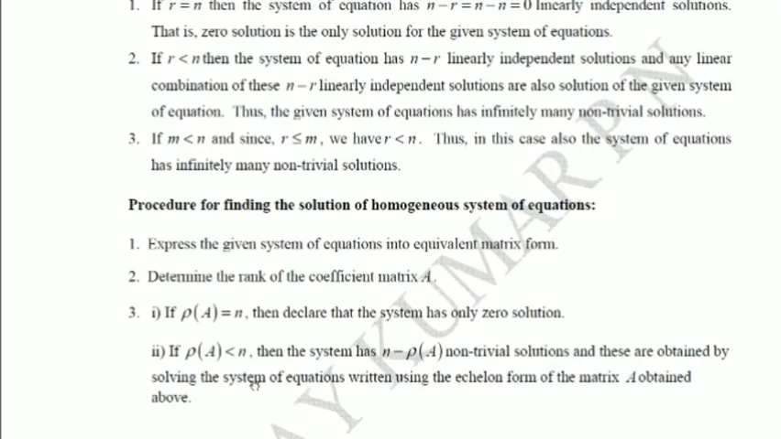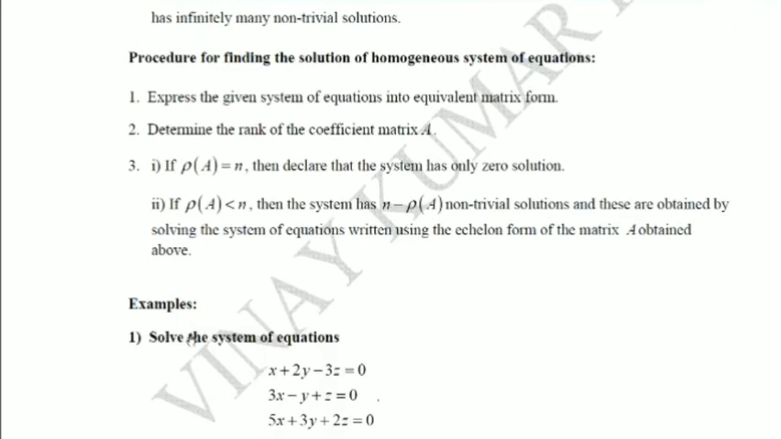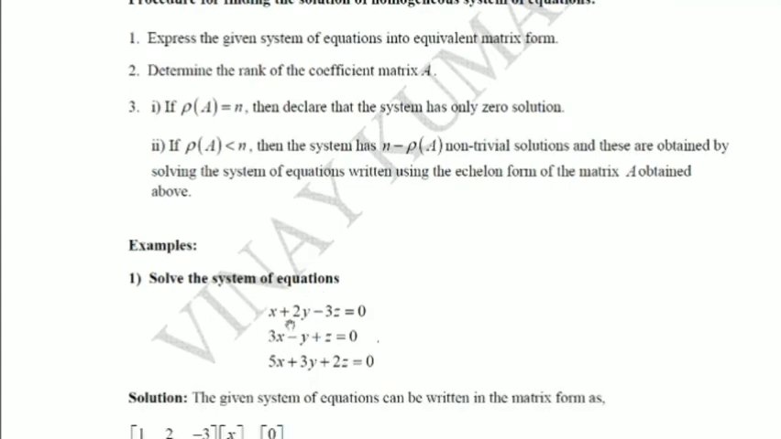Let's see some examples. First one is solve the system of equations. x plus 2y minus 3z equal to 0. 3x minus y plus z equal to 0. 5x plus 3y plus 2z equal to 0. So this is a system of linear homogeneous equations because all the constants are 0. Even if one of them is non-zero, then it is a non-homogeneous system of equations.